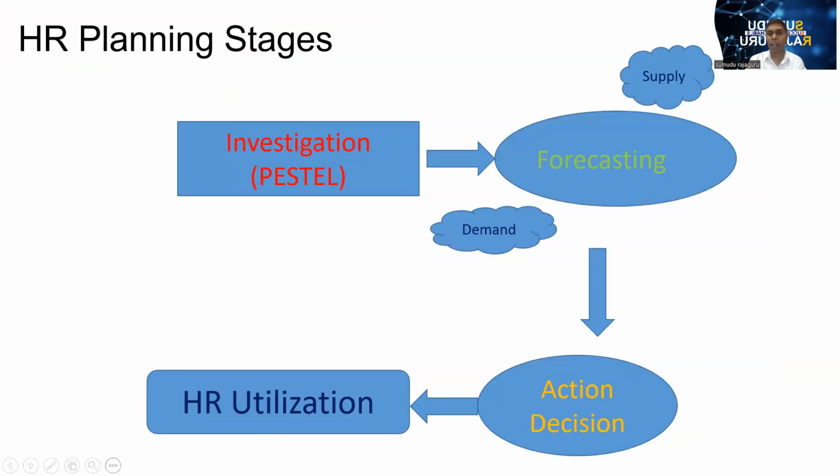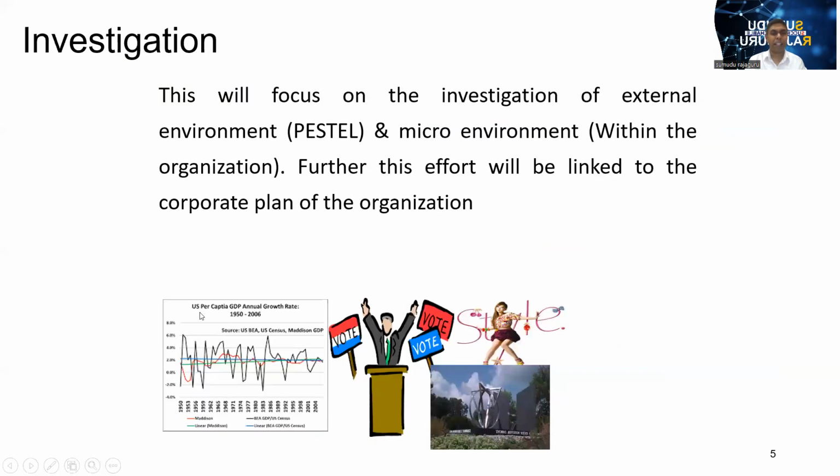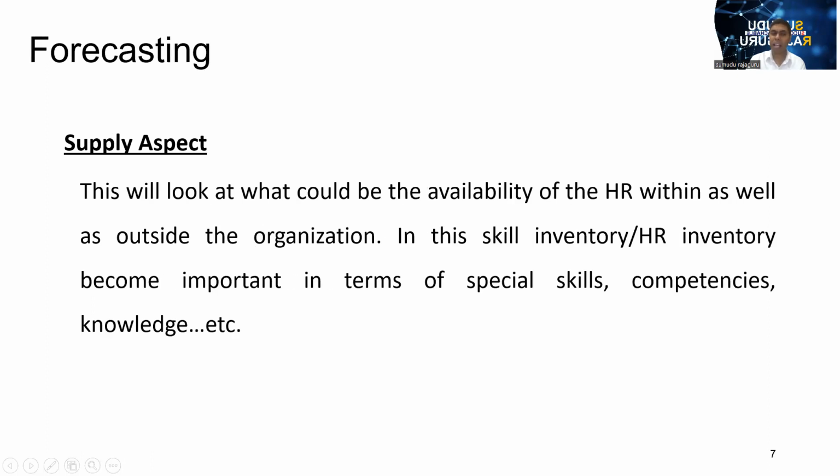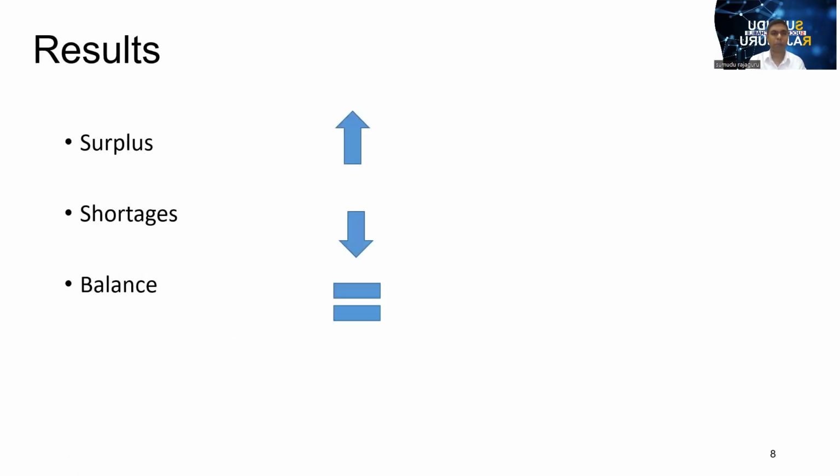So these are the HR planning stages. Investigation, which can be internal or external. Then the forecasting; when we do the forecasting, we have to think about supply and demand. Then the action decisions, and the human resource utilization. Okay, then investigation. When we do the micro, that means it is internal. If we are doing the macro, external, we have to do the PESTLE analysis also. So forecasting, we have to do in the demand aspect as well as the supply aspect.